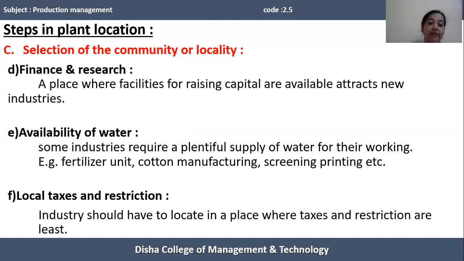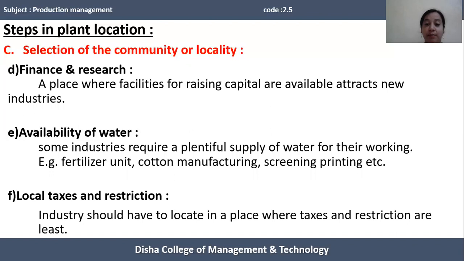Next comes the availability of water. The water factor also plays a vital role for some industries. Some industrialists consider this factor for identifying a good location for their plant. Take the example of a fertilizer unit, screen printing, the leather industry, the cotton manufacturing industry. Generally, these industries consume a high amount of water.